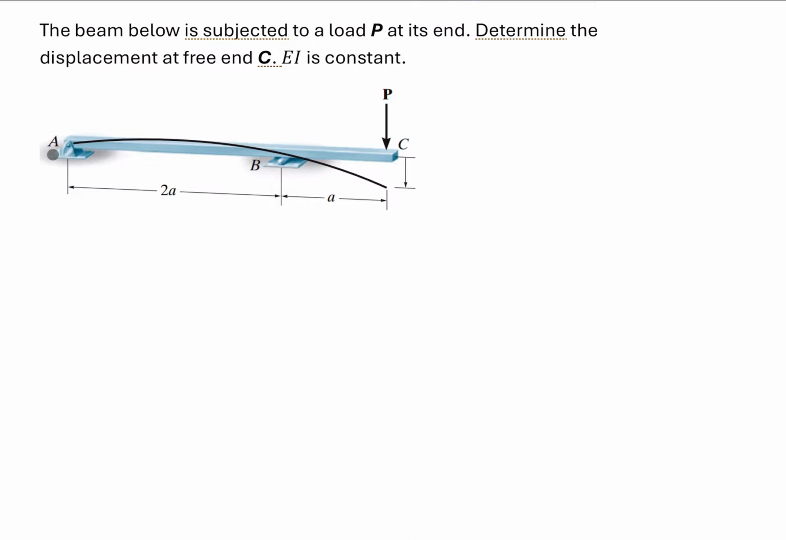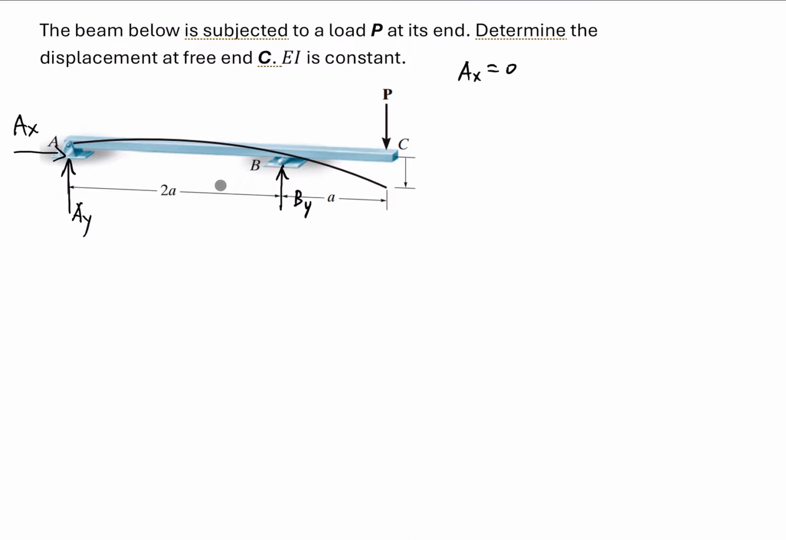Support A is the pin support. We have a reaction force in the y direction, AY, and a reaction force in the x direction, AX. At support B, we have reaction force BY. We can easily determine the reaction forces based on the equations of equilibrium. In the x direction, AX is the only force, so AX equals 0. In the y direction, we have two unknown forces, AY and BY.